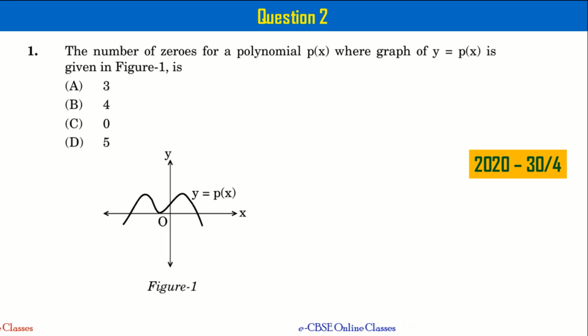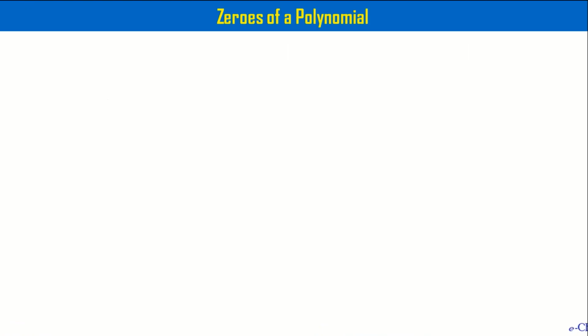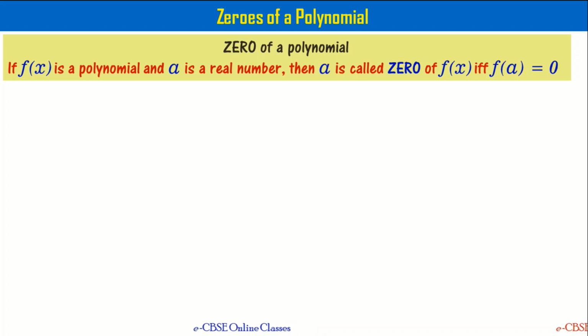Before answering this question, I want you to quickly recall about zeros of a polynomial. Zero of a polynomial is defined as follows. If f of x is a polynomial and a is a real number, then a is called a zero of f of x if and only if f of a equals 0.